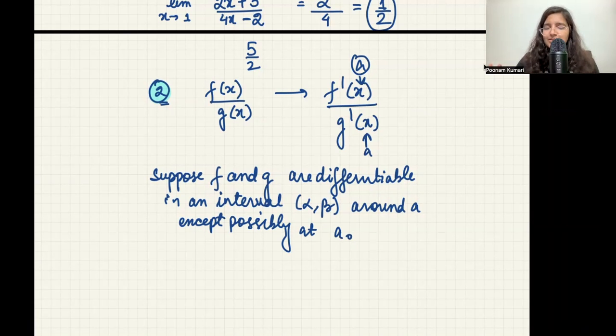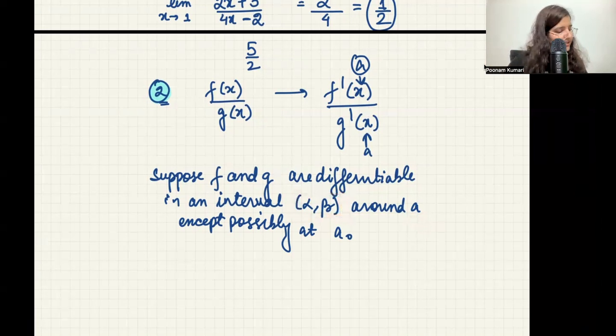The more general version says we don't care if your function is differentiable at A or not. All I need to worry about is whether in an interval around this point these two functions are differentiable or not. If that is the case, it's fine. If your function is differentiable, then well and good, then you can just apply the normal one. Even if it's not differentiable, it's fine. All I need is it should be differentiable in an interval around point A.